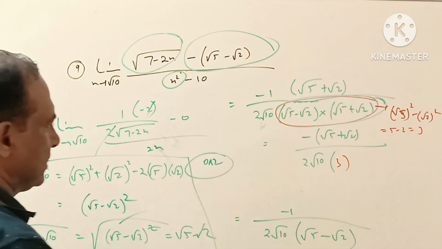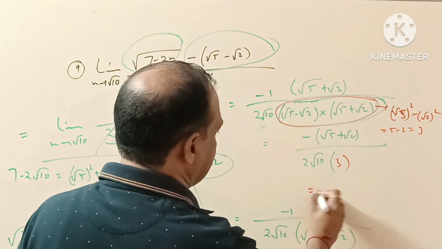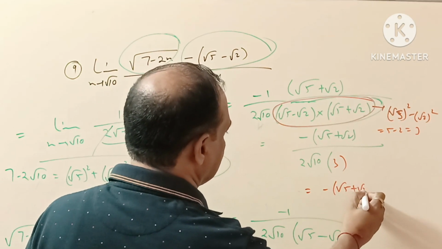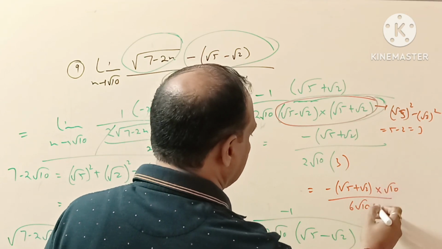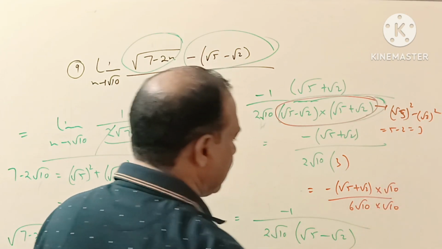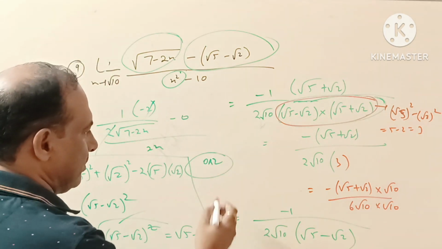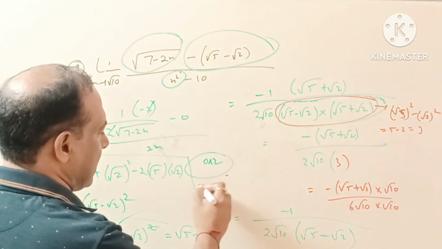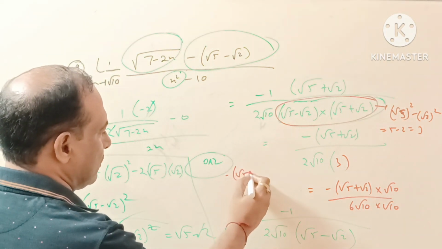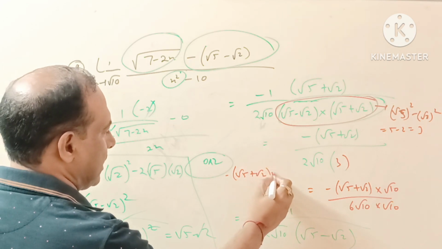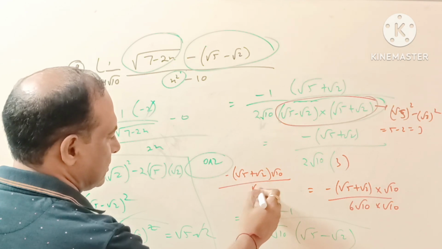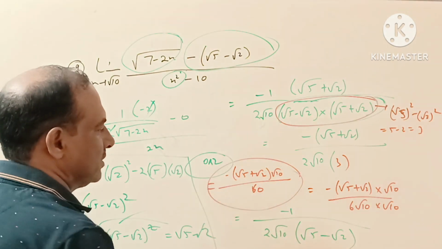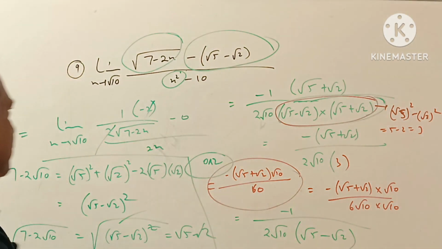Now what is left? Left is minus under root 5 plus under root 2 over 6 root 10, and if you multiply both numerator and denominator by root 10, I will have minus under root 5 plus under root 2 times under root 10 over 6 times 10, which is 60. 60 is the required denominator. This is the required answer for this particular question.